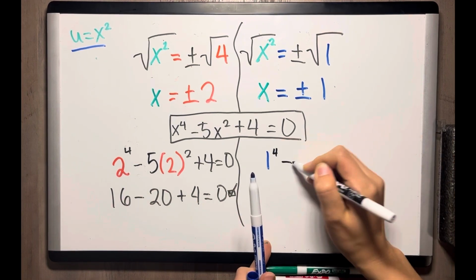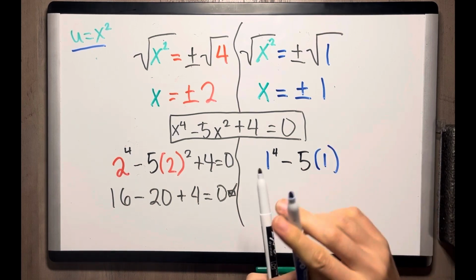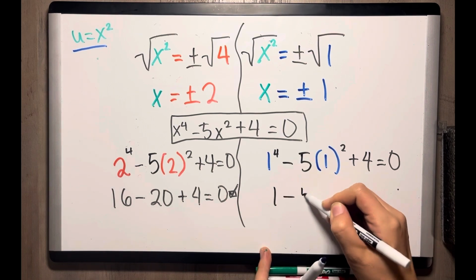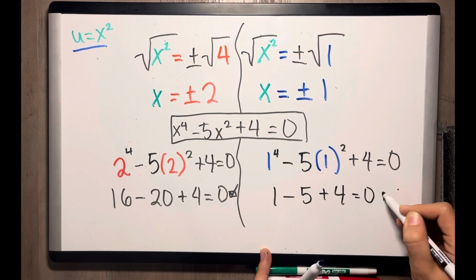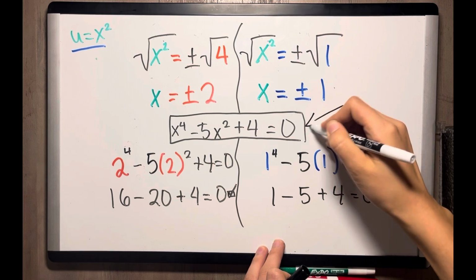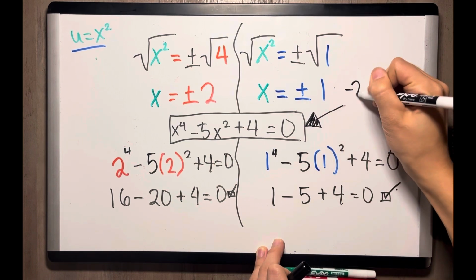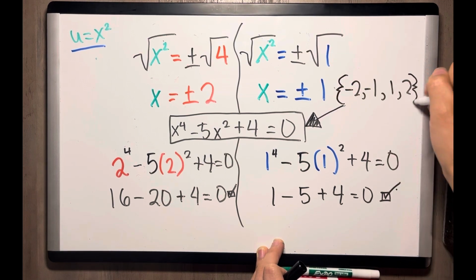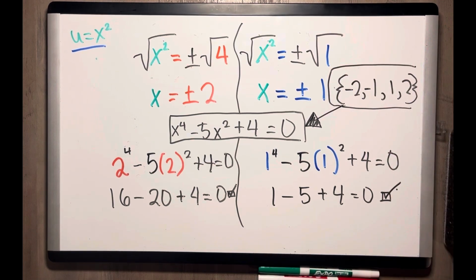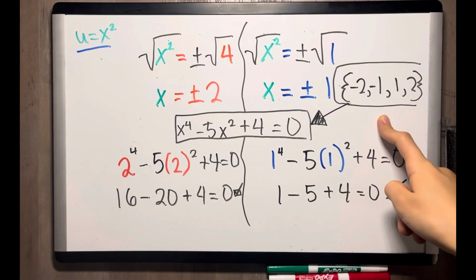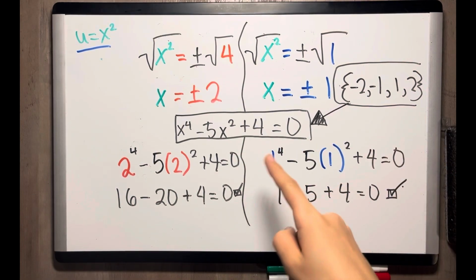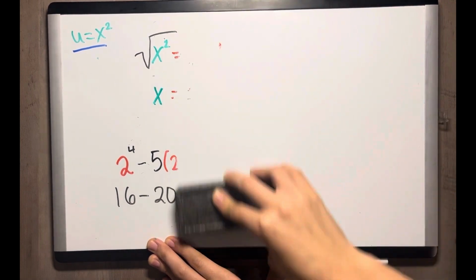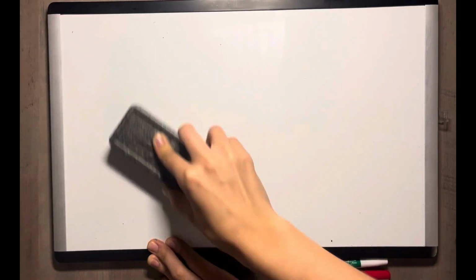Now let's check the right side. Replace every x in the original equation with 1. The right side also resulted in a true statement. The solution set for this equation is negative 2, negative 1, 1, and 2. The solution set is all values of x for which this equation is true. We have successfully solved an equation quadratic in form using substitution.